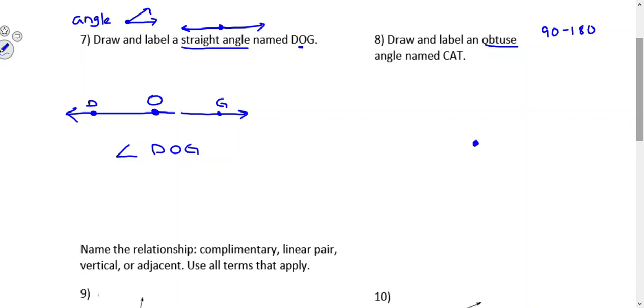You need to have a vertex, and a ray going off of it, and then we need another ray that's going to be bigger than 90 degrees. So 90 would have been up about here, bigger than 90 but smaller than a straight angle. Our middle letter has to go with the vertex, and then we can put our other ones on there. So that would be angle CAT.